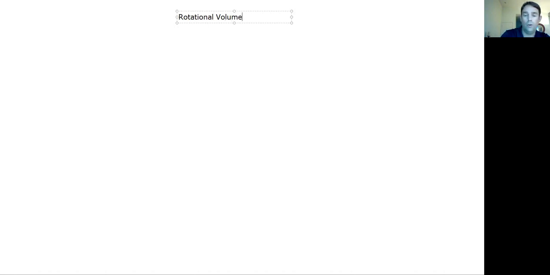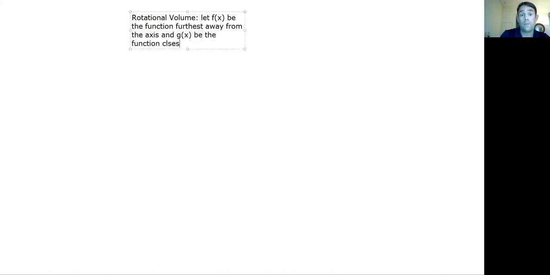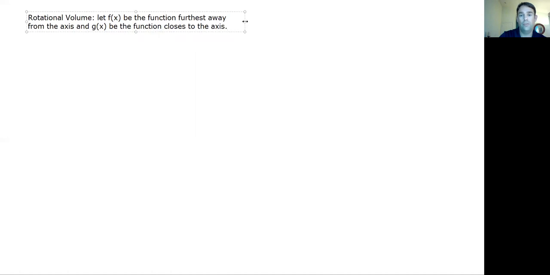So, and again, we'll let f of x be the function furthest away from our axis, and g of x be the function closest to the axis. And that axis is the axis we're rotating around.